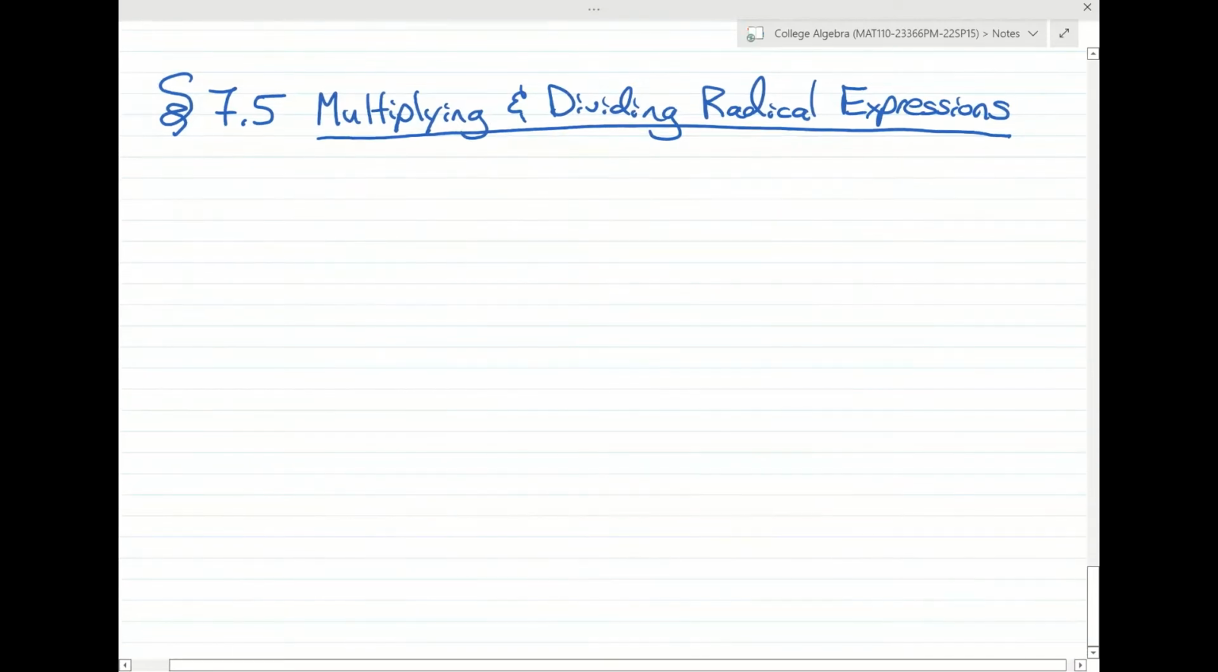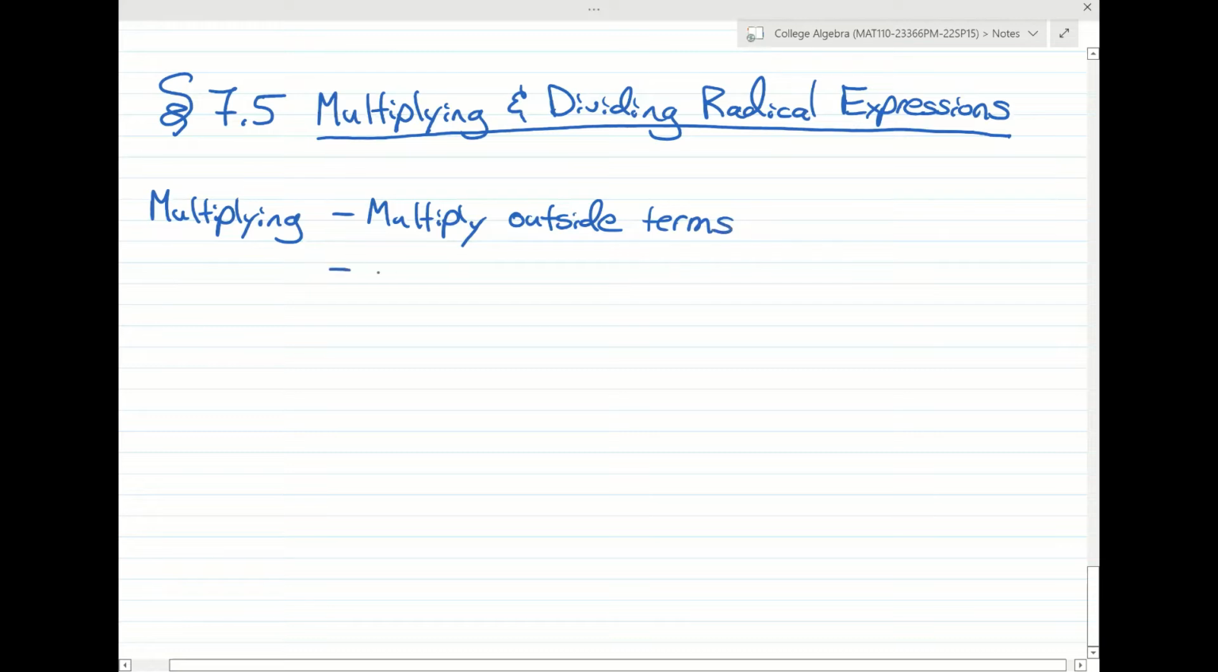A little bit about this in the previous section when you multiply radicals, but just to get a little more specific, when you're multiplying radicals, we multiply the outside terms. Next, you multiply the inner terms. We always simplify.